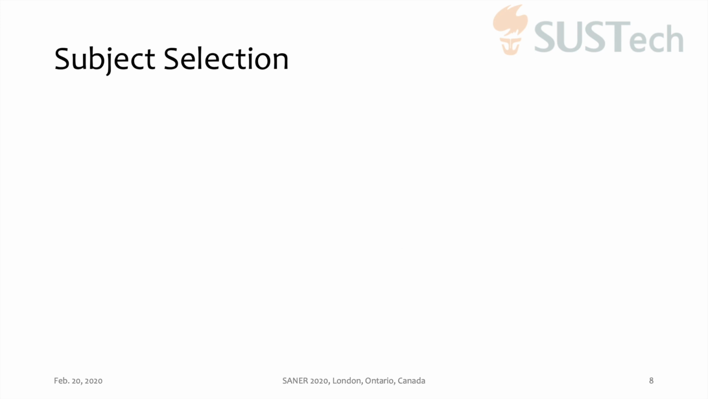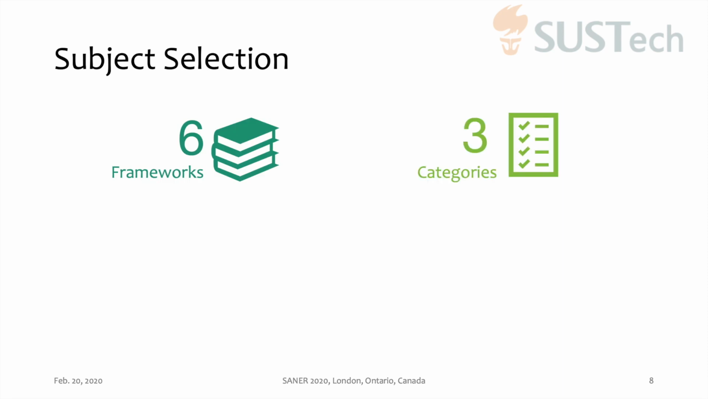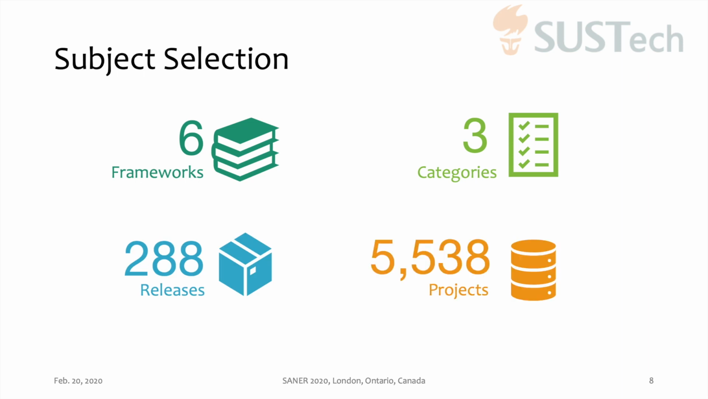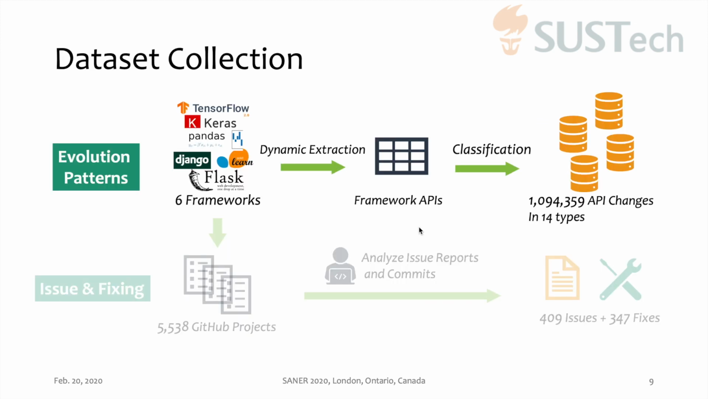To summarize, our subjects contain 6 frameworks from 3 different categories, and in total over 200 releases and over 5,000 open source projects. We install the releases in Docker containers and extract the APIs that are exposed dynamically by reflection. We didn't use static analysis because developers often assign a long API name to a short one. For example, in TensorFlow, tf.concat is used to connect 2 tensors.